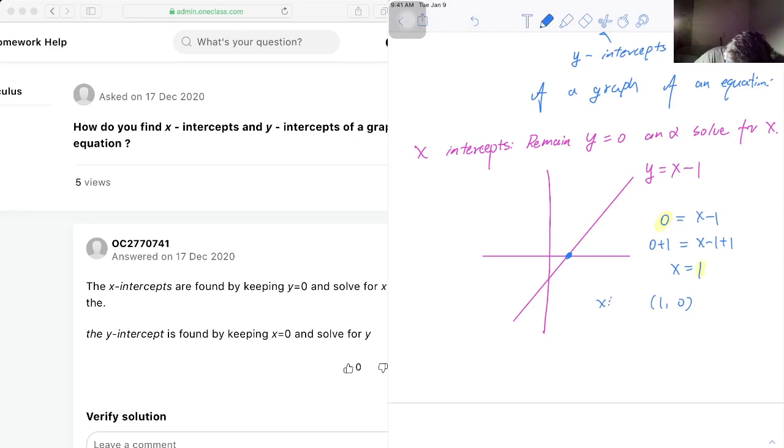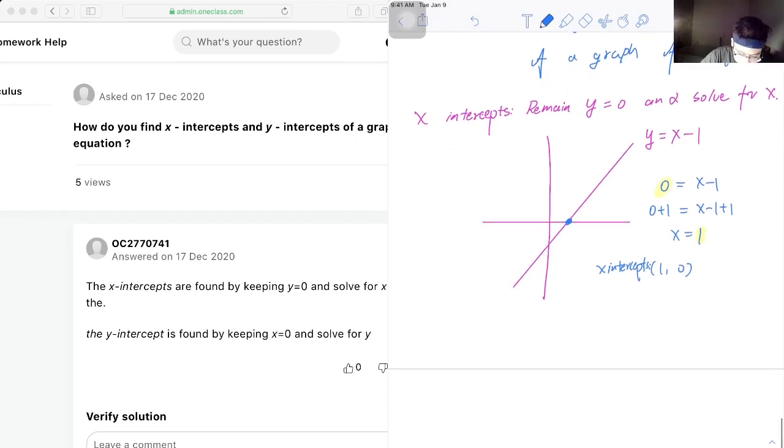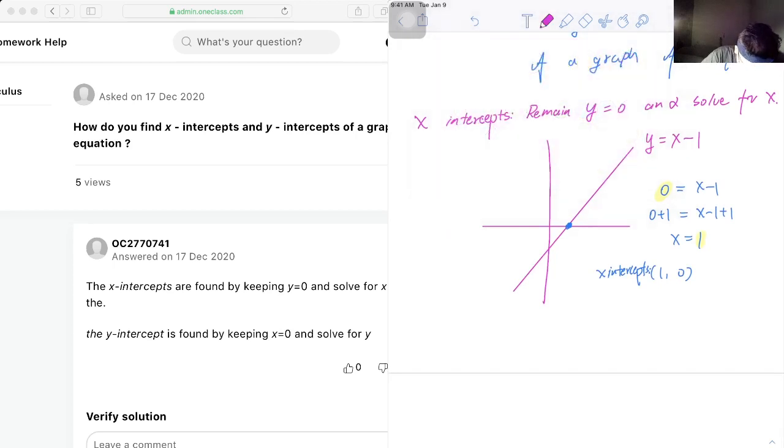So we have the x-intercept 1, 0. Okay, and if we are looking for the y-intercept, we need to remain x is equal to 0, and solve for y.